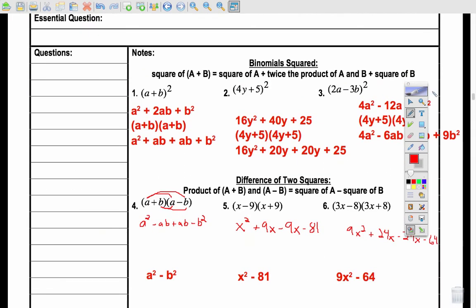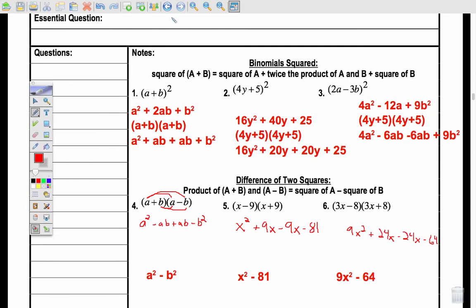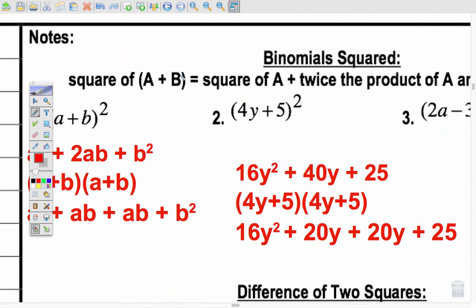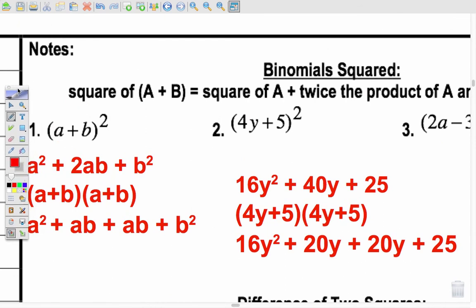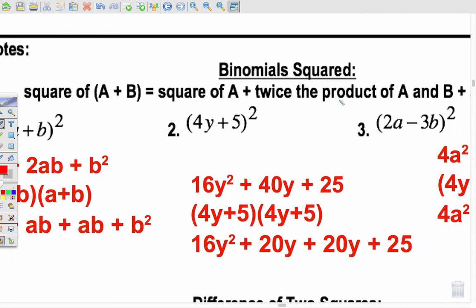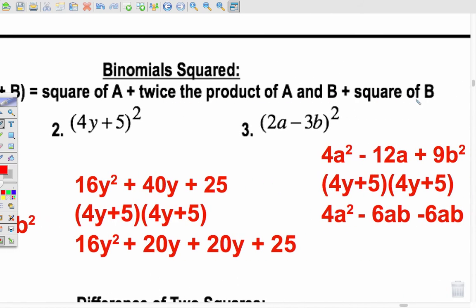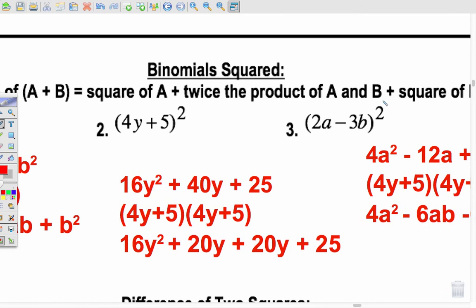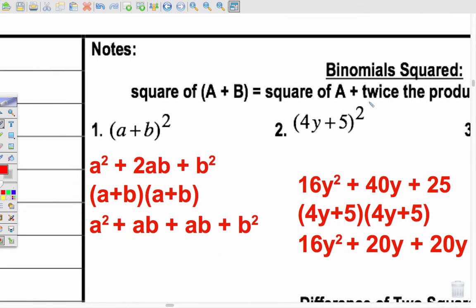Okay, I think we can see this. I'm going to just go ahead and zoom in and make this bigger. It says the square of a plus b equals the square of a plus twice the product of a and b plus the square of b. That's a lot of words. Let's just see what that looks like.